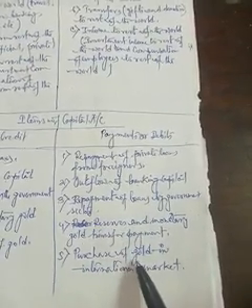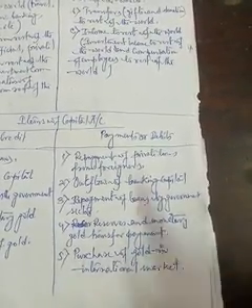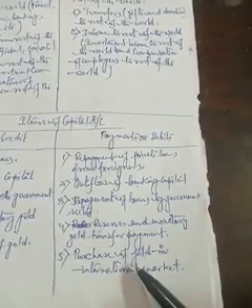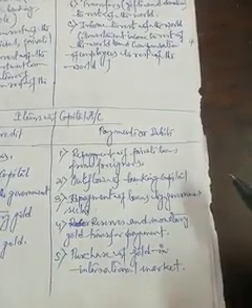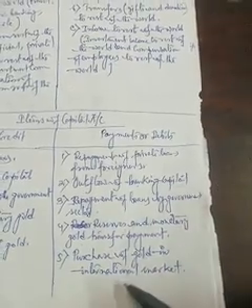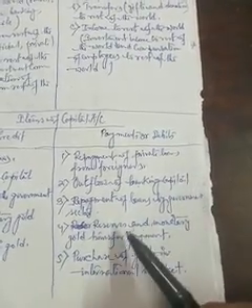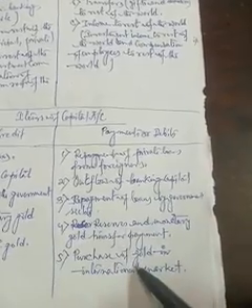Purchase of gold. If we purchase gold, what does that mean? Money goes out from our country. That means dollars go out from our country, so we will write it on the debit side.